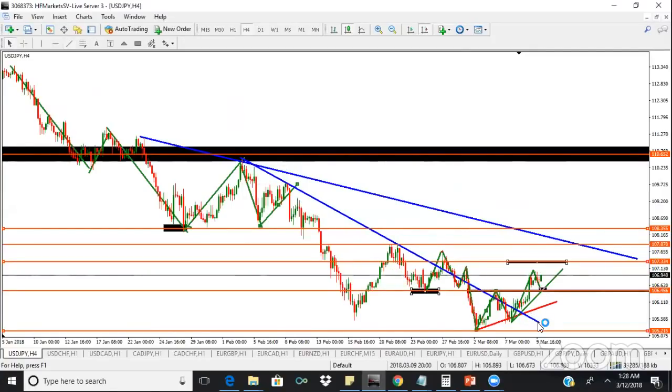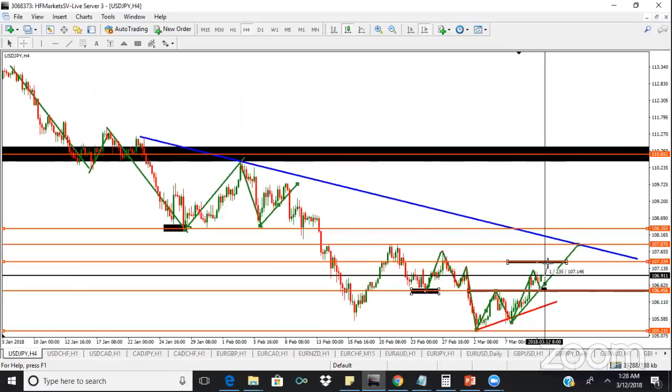okay, this one has been broken already, so this is out of it. So more of a buy trend till you get to this place. So you want to watch out for this at this zone, better still at this zone, then watch out for a pullback down the road.